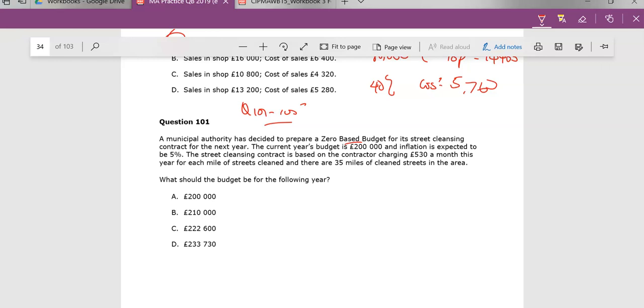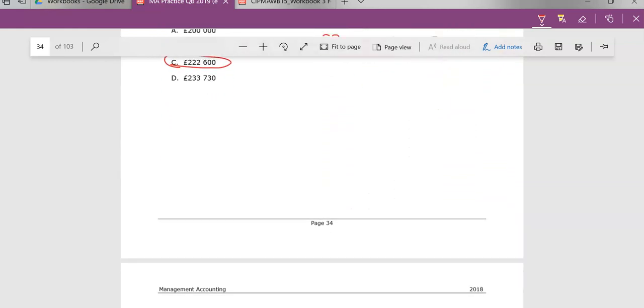Currently, it says the current year budget is 200 and inflation is expected at 5%. We would have been using this method if we were talking about the incremental method. We're not. Right now, the guy's giving us a new price, so we completely discount the past. He tells us that he charges us $530 a month to clean up 35 miles. So for the year, we're multiplying all of this together. Put all that into your calculator, and you should get C, 222,600.